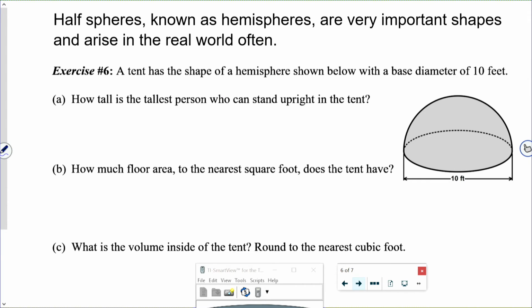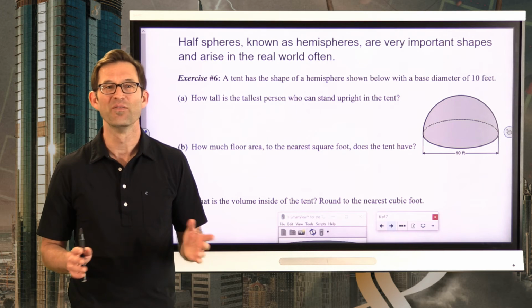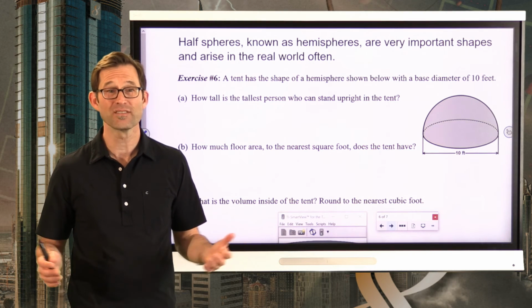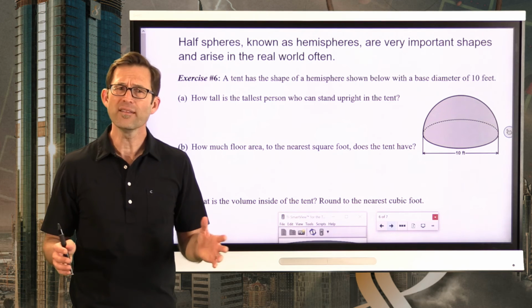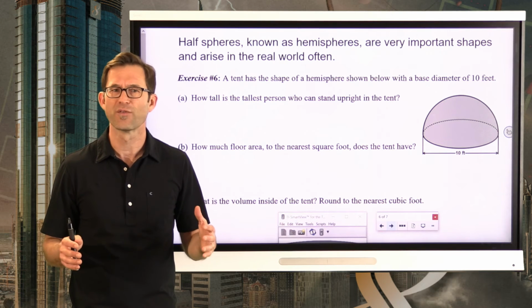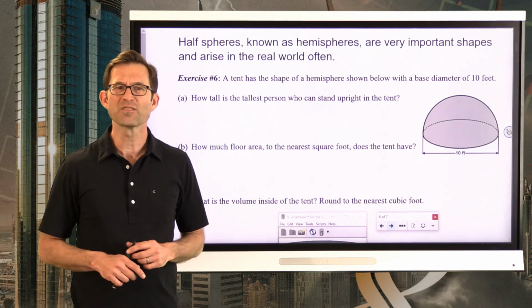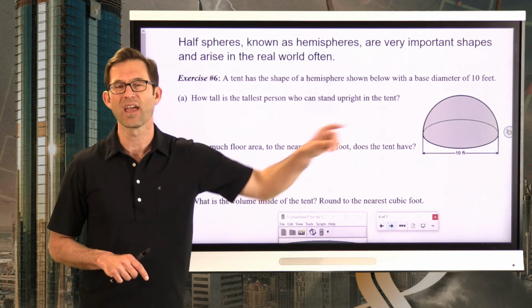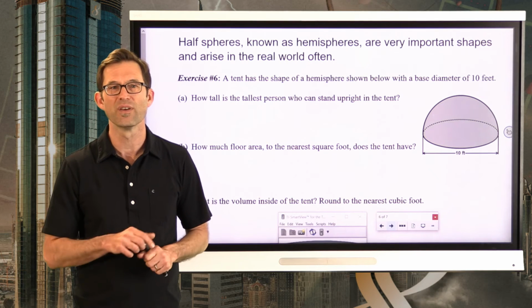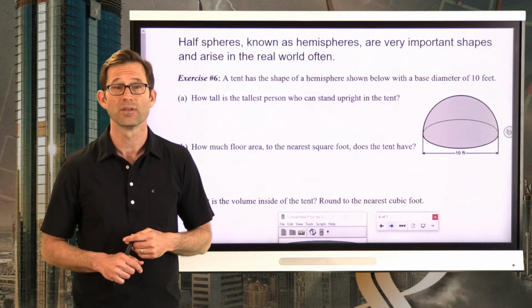Exercise number 6. A tent has the shape of a hemisphere shown below with a base diameter of 10 feet. Letter A. How tall is the tallest person who can stand upright in the tent? All right, I love this question. Literally, if there was a tent that was a hemisphere, and many tents aren't perfect hemispheres, they can be approximated with the shape of a hemisphere. What's the tallest a person could be if they wanted to stand upright in this tent? Pause the video now and see if you can answer this question.